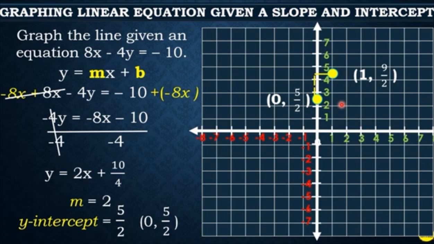Okay, so we can now graph the points and connect the points. So this is the graph of 8x minus 4y equals negative 10. So i-check natin yung graph. Increases siya, di ba? Rises siya from left to right. So, therefore, your slope is positive. Okay, that's all.